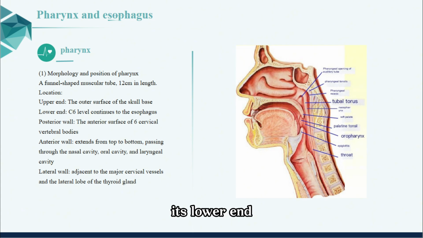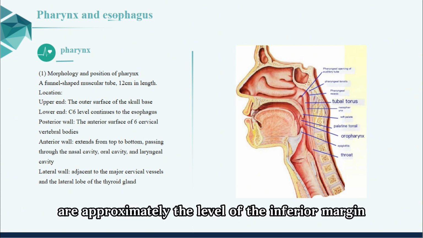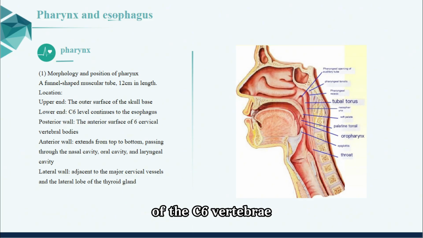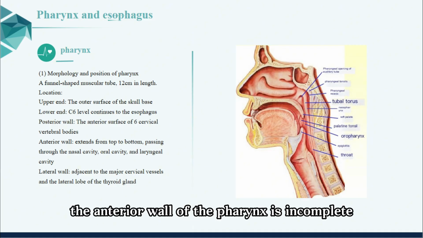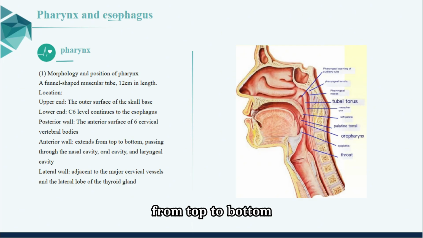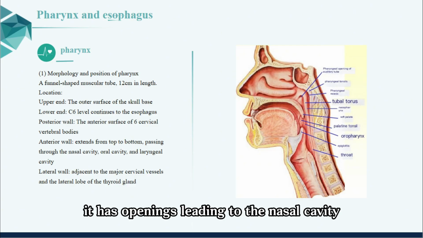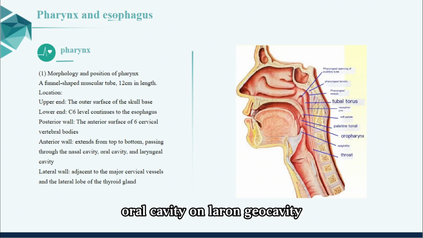Its lower end, at approximately the level of the inferior margin of the C6 vertebra, or the cricoid cartilage, is continuous with the esophagus. The anterior wall of the pharynx is incomplete. From top to bottom, it has openings leading to the nasal cavity, oral cavity, and laryngeal cavity. The posterior wall is flat.